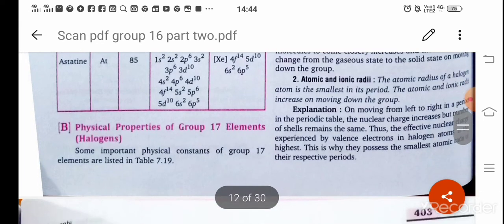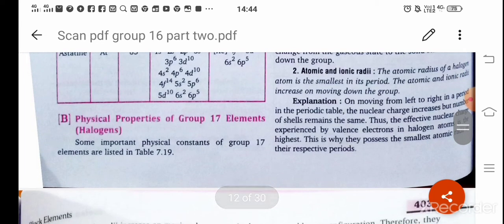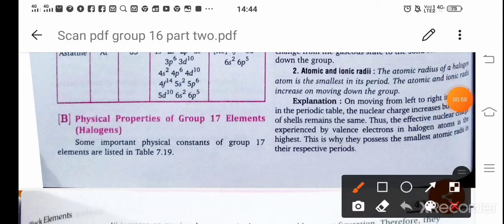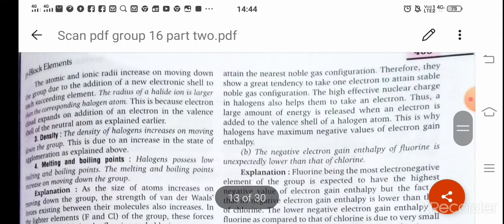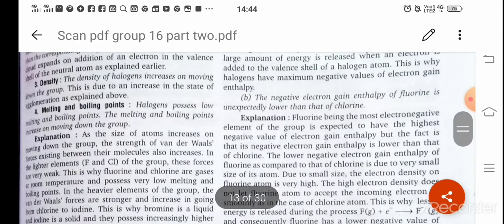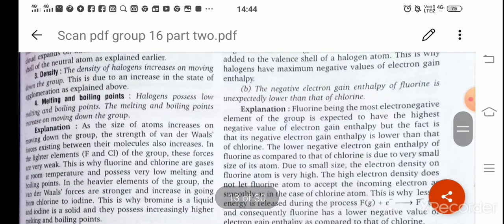Ionic and atomic radii follow the general trend. Group 17 has the smallest atomic and ionic radii in the entire periodic table due to the highest nuclear charge. Because the nuclear charge is very high, group 17 elements are considered to have a very small atomic size. Then, moving down the group, the atomic size increases. So iodine has the largest atomic size.